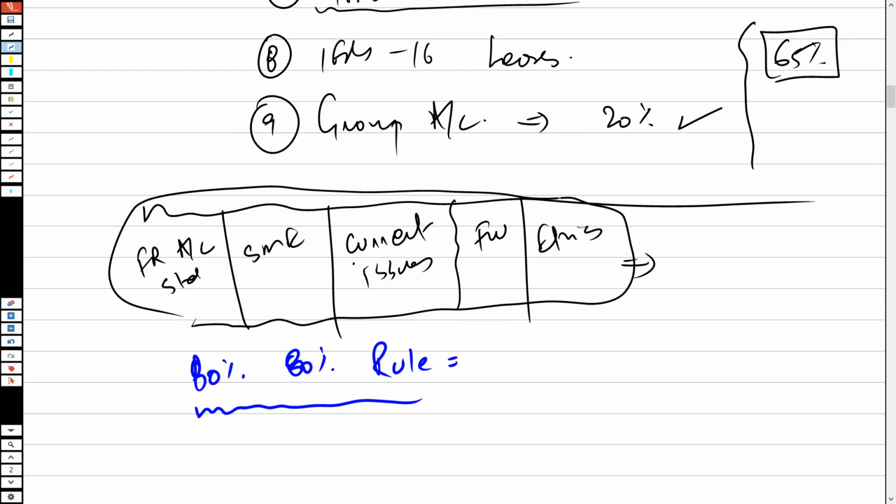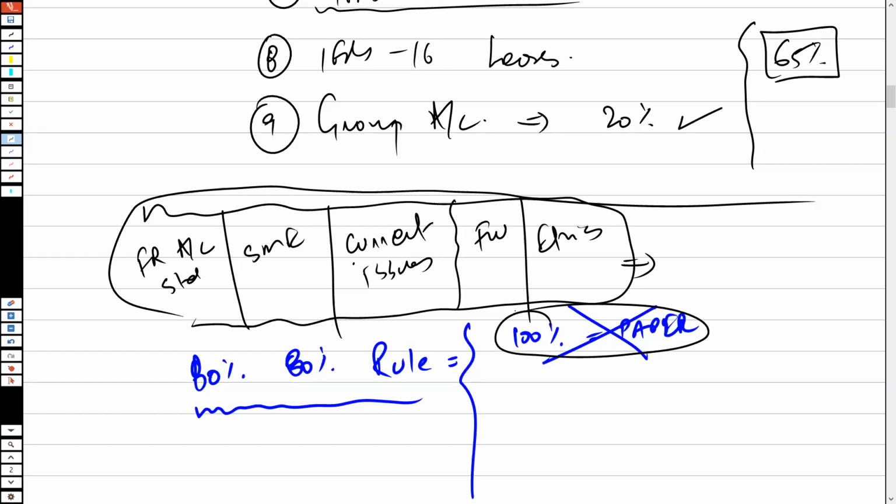Now there is an 80-80 rule, which I would recommend you remember. A general perception among students is that we can only pass if we attempt 100% of the paper. I would say it's a wrong approach. It's not necessary that you attempt 100% of the paper, because if you go for 100% and don't do it at merit, you won't be able to pass.